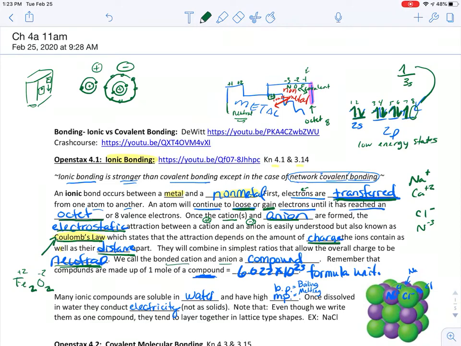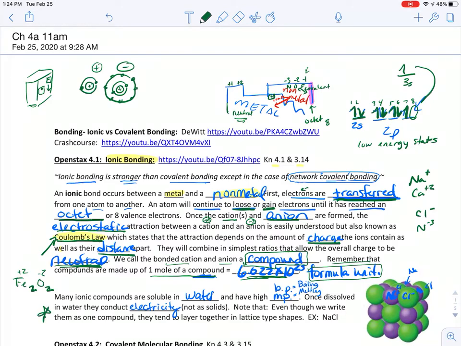Also, we call a bonded cation and an anion a compound. So you can kind of use the word compounds synonymously with ionic. So compounds have ionic bonding, synonymous. And remember, this is pulling in something from way back. If you have 1 mole of compound, it is made up of formula units, and there are this many formula units in a mole of a compound.